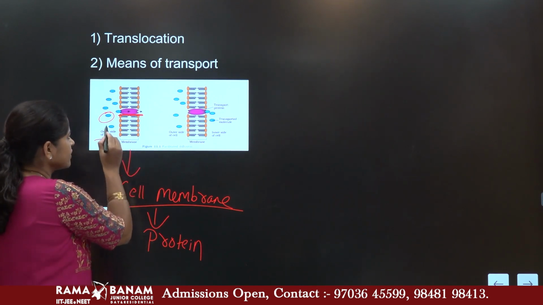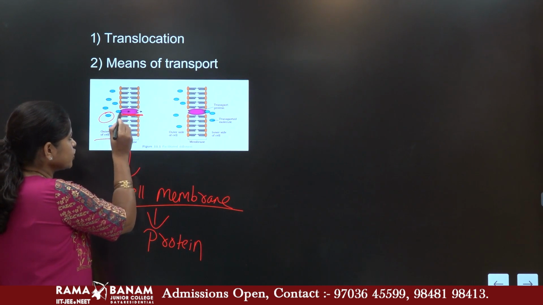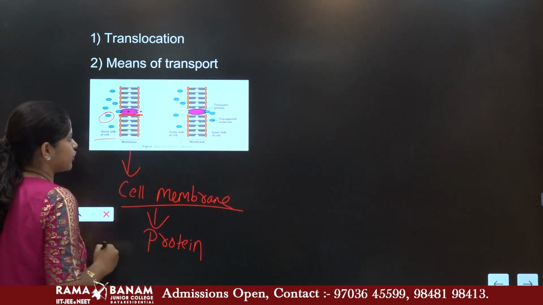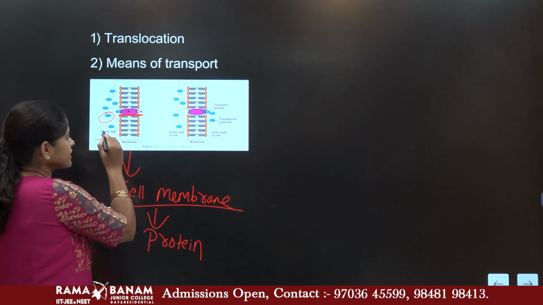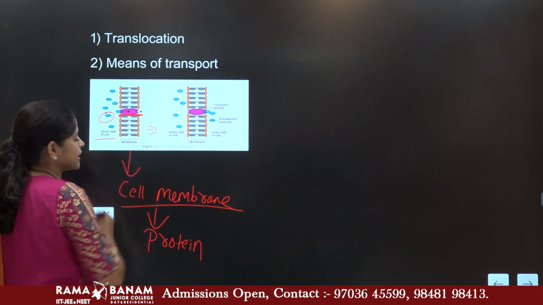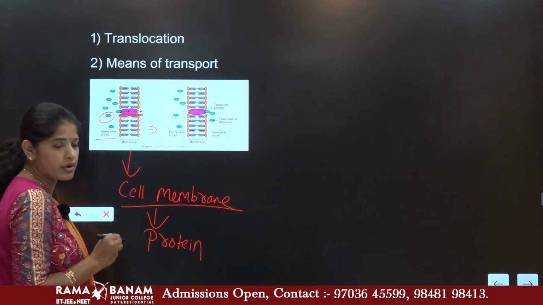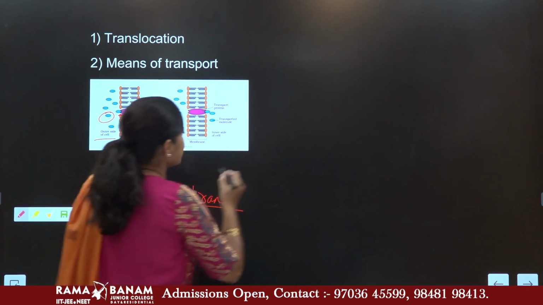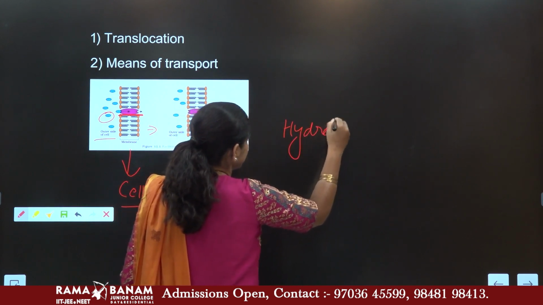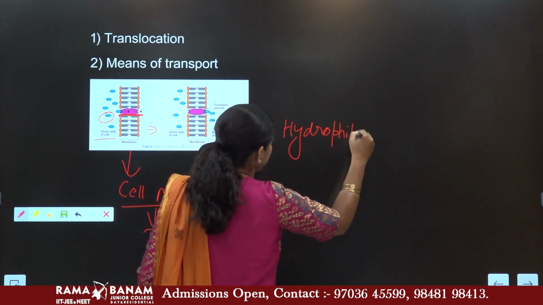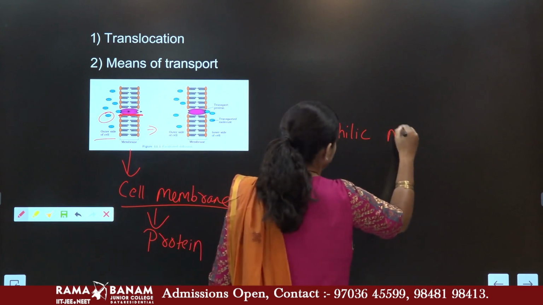So why does this molecule need to attach with this membrane protein? Why can this molecule not go from the outer side to the inner side of the cell on its own? Because these molecules are hydrophilic molecules, students.